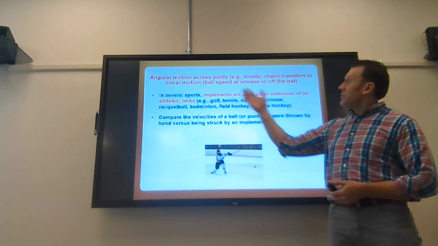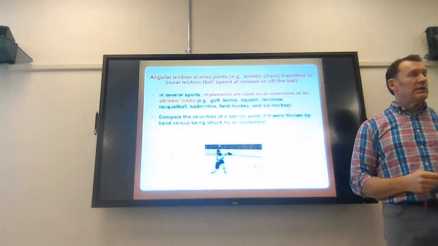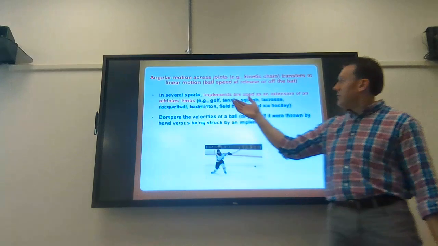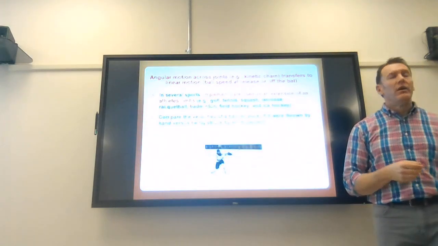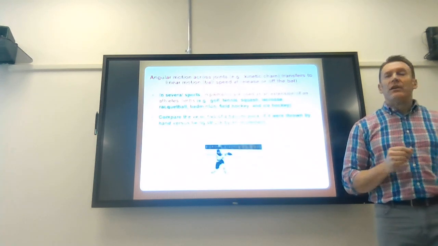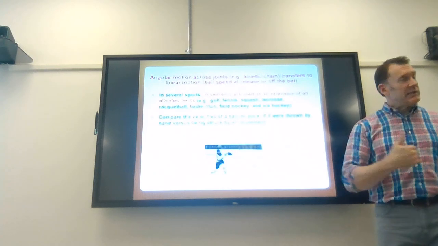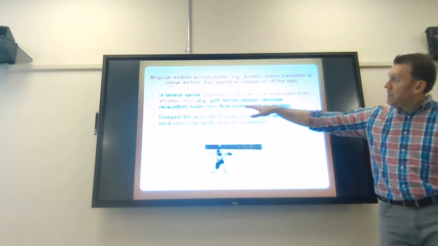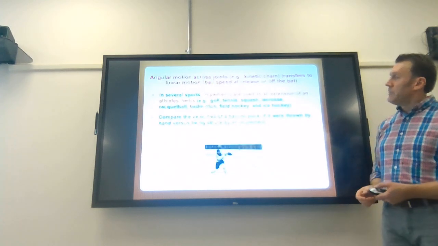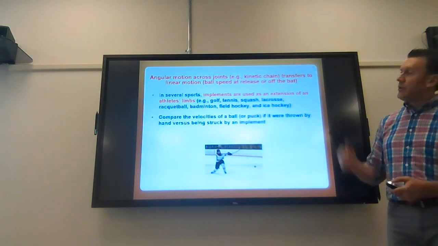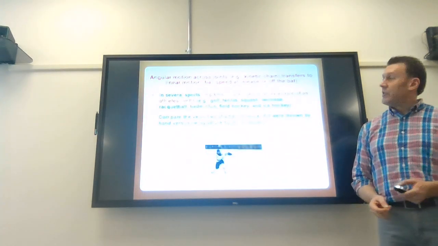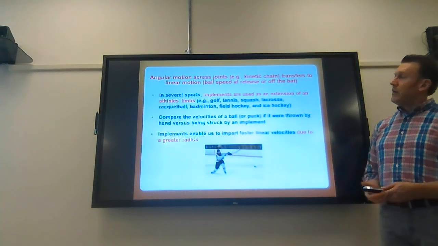So in several sports, implements are used as an extension of our limbs. A few examples that you know: golf, tennis, squash, lacrosse, racquetball, badminton, field hockey, ice hockey. These are all extensions of our limbs, and so that increases the effective radius. The greater the distance from the axis, which is pretty much the center of our bodies, to the end point of these implements, the higher the linear velocity at the end of the implement. Just compare the velocities of a ball or puck if it were thrown by hand versus struck by an implement. The end accentuates the velocity due to the greater radius.